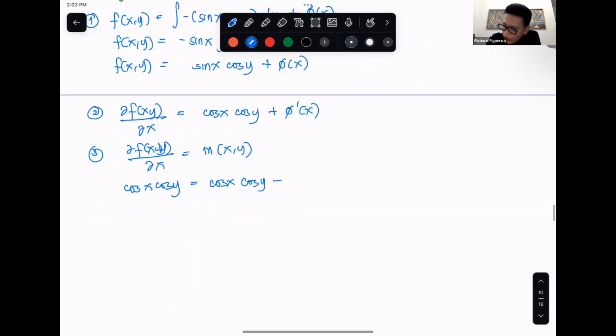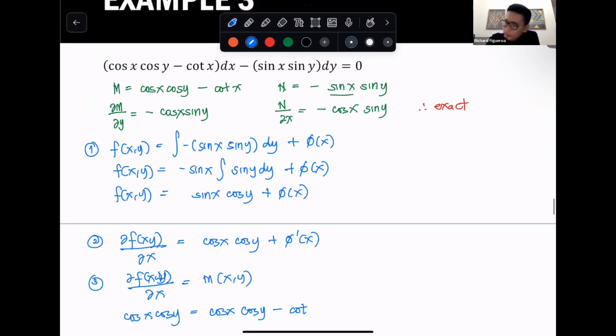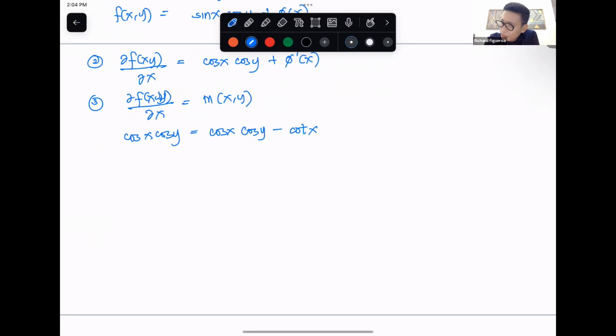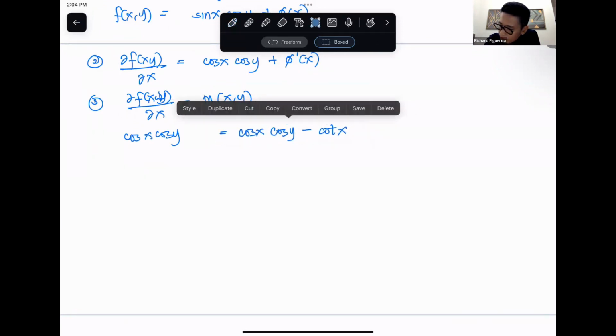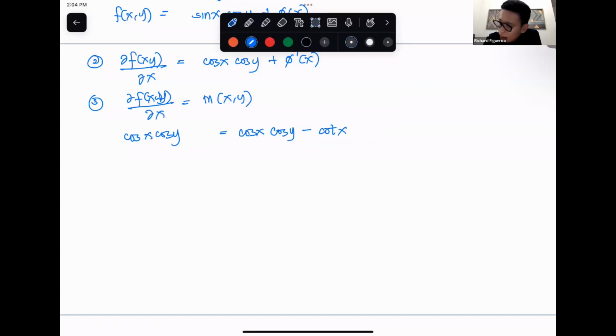Negative cotangent x. May nakaligtan ako. So you still have plus p prime of y. Cosine x, cosine y, p prime of y. So again, cosine x, cosine y, cosine x, cosine y. And thus leaving us p prime of y to be equal to negative cotangent of x.